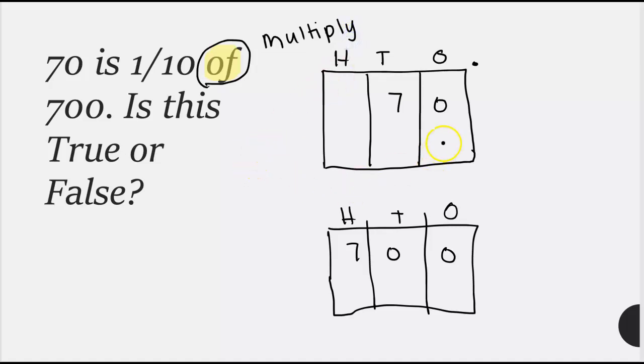Okay, so if we're here at the tens place and we're trying to go to the hundreds, what do we multiply by to get to the hundreds place down here? Well, we multiply by 10, right? So that tells me that if I was to look at it the opposite way, 70 is 1/10 of 700, because I'm moving a tenth, or I'm multiplying by 10. So this answer is true.